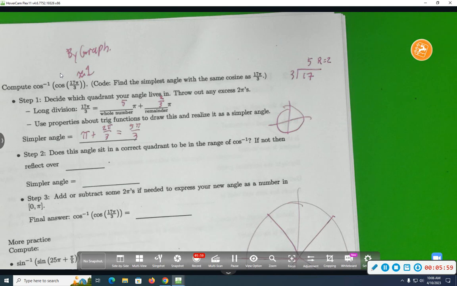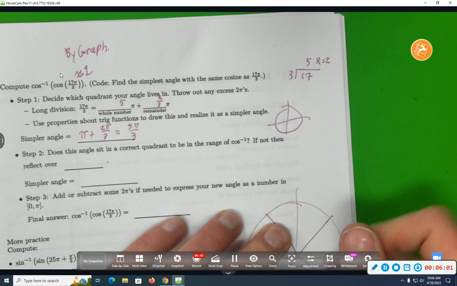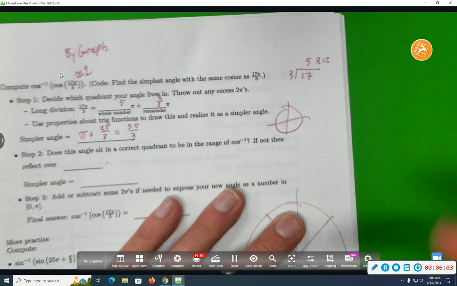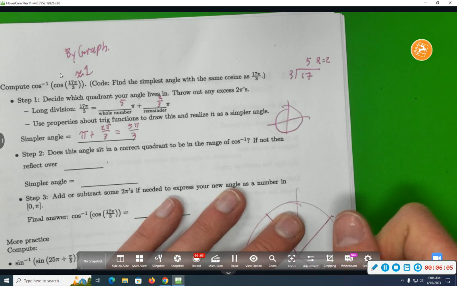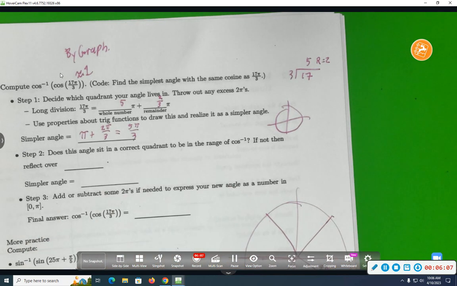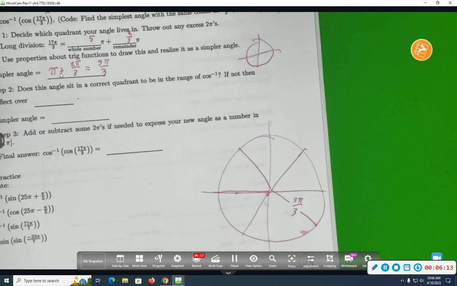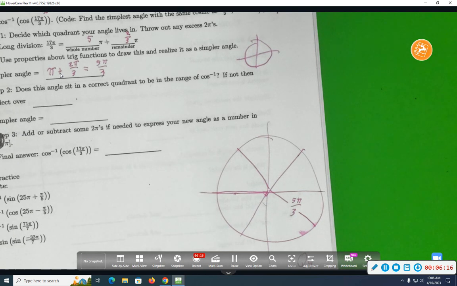So, let's remind ourselves what the range of inverse cosine is. What's the range of inverse cosine?